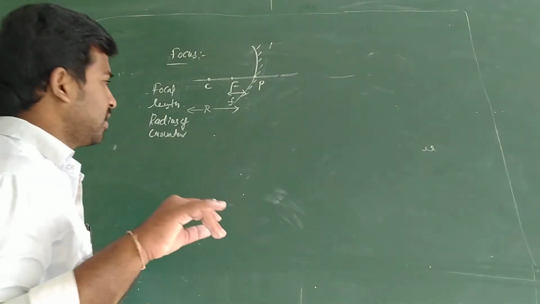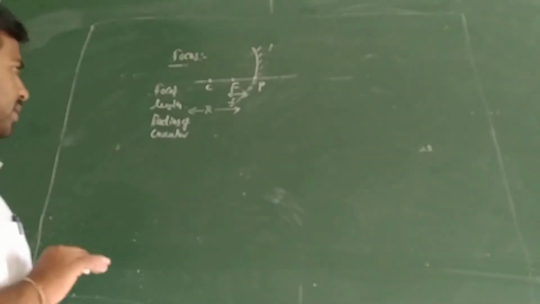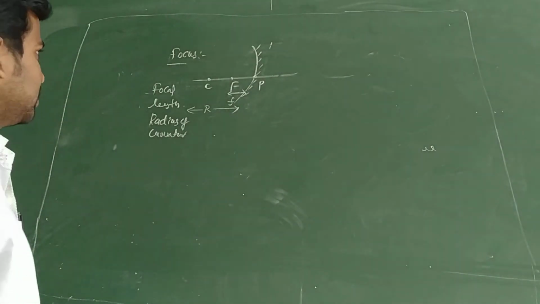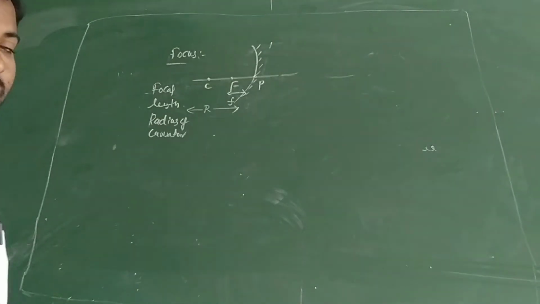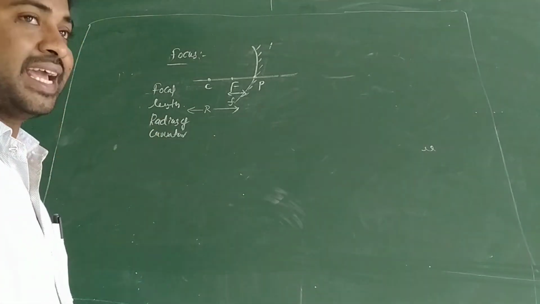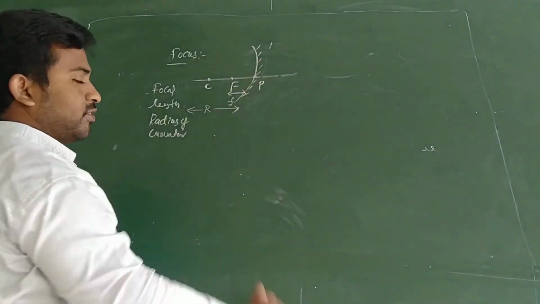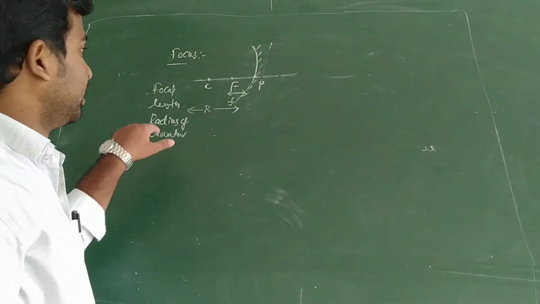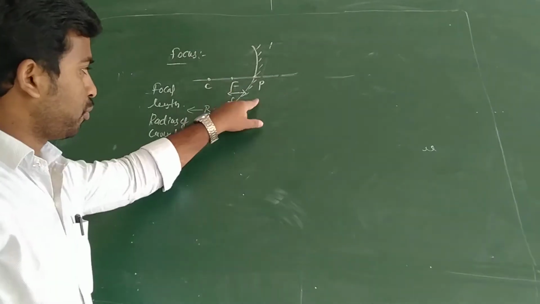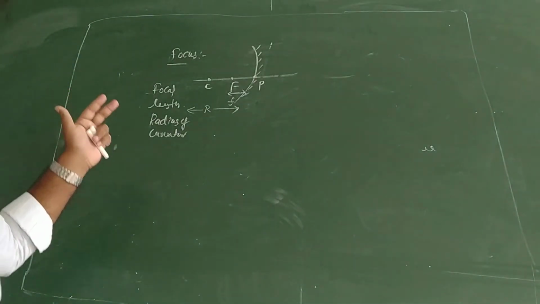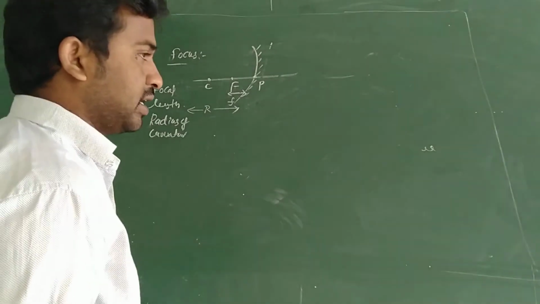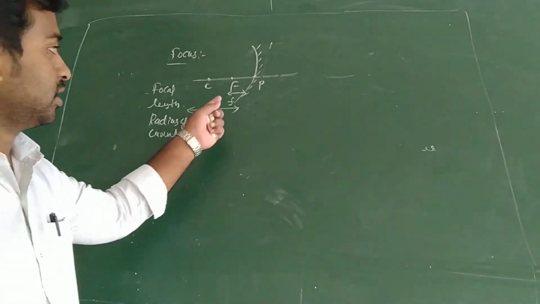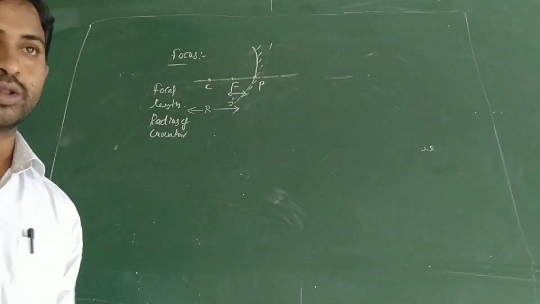Just note one thing. Whenever I say focal length or radius of curvature, we always say the distance between pole and focus. We are not saying the distance between focus and pole. Remember from sign convention, all distances are measured from the pole of the spherical mirror only. Here also we define the distance between pole and focus, and the distance between pole and center of curvature, as focal length and radius of curvature respectively. That is why in sign convention also distances are measured from the pole.